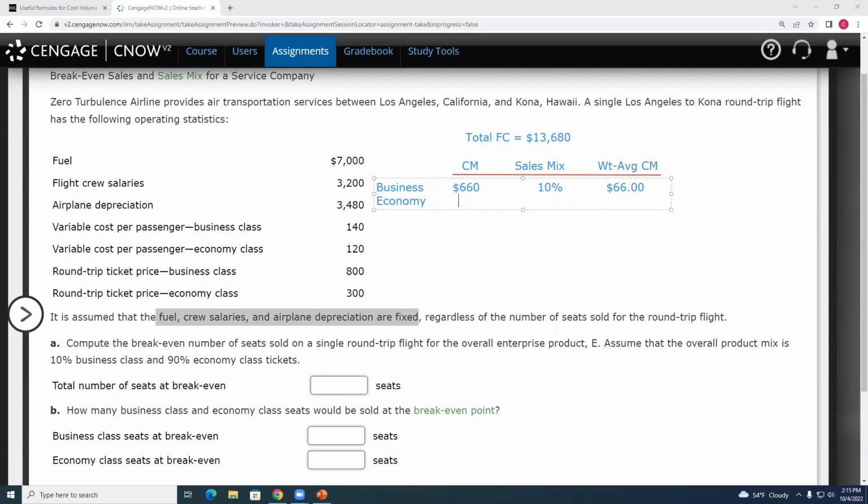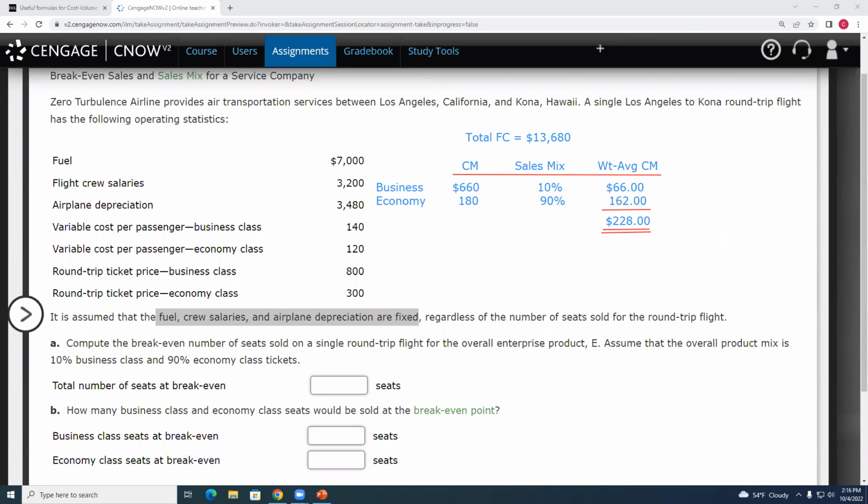Try completing the economy row on your own. Whoops. There we go. Okay.